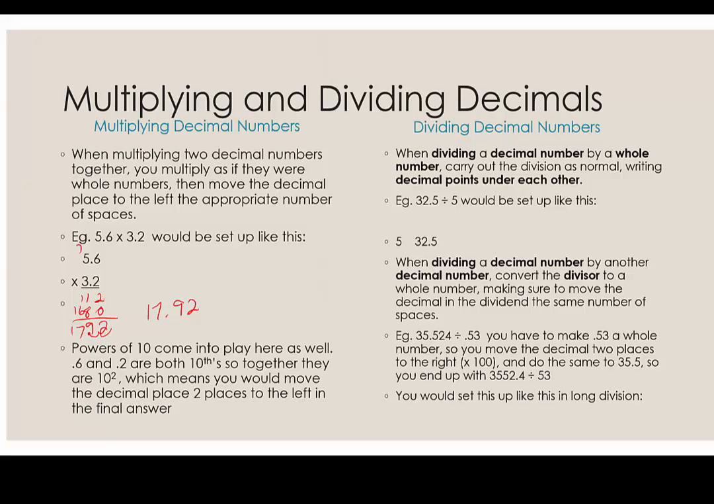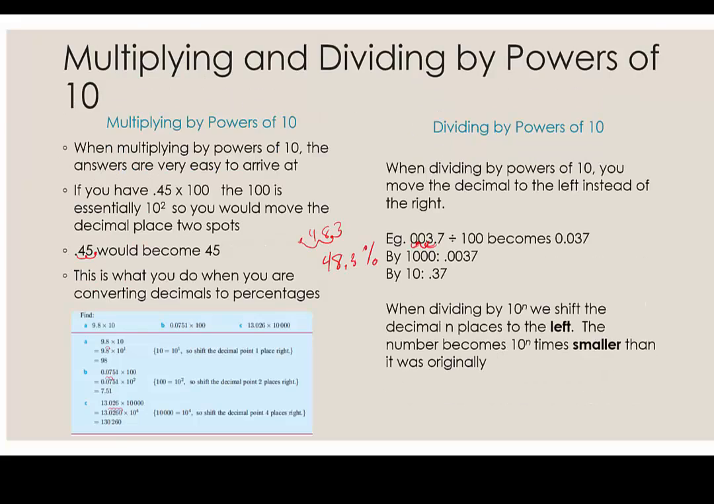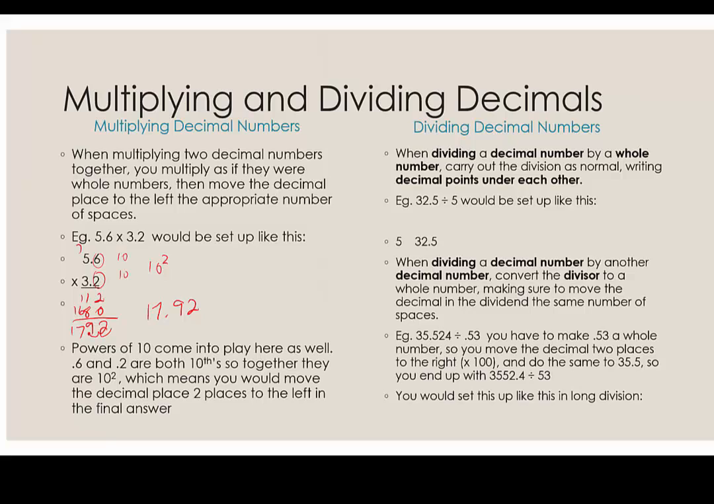Now, powers of 10 come into play here as well. Even though we count 1, 2 places behind the decimal, these are both tenths. So a tenth and a tenth is essentially 10 to the 2. So we know that we need to move it 2 spots, just like we did on the back over here, okay? 2 spots, we moved 2 spaces this way.